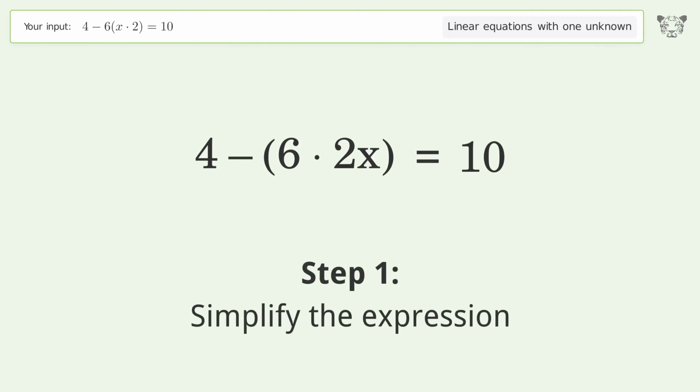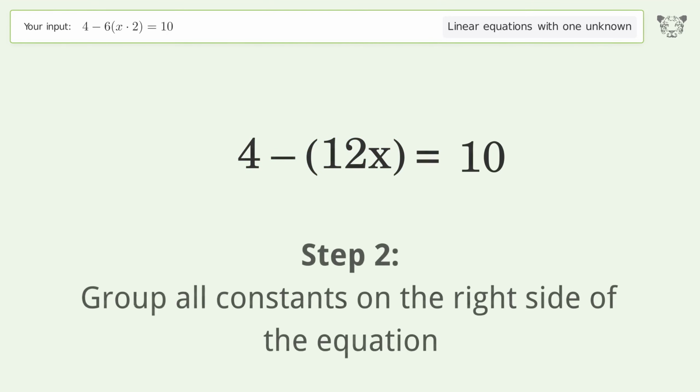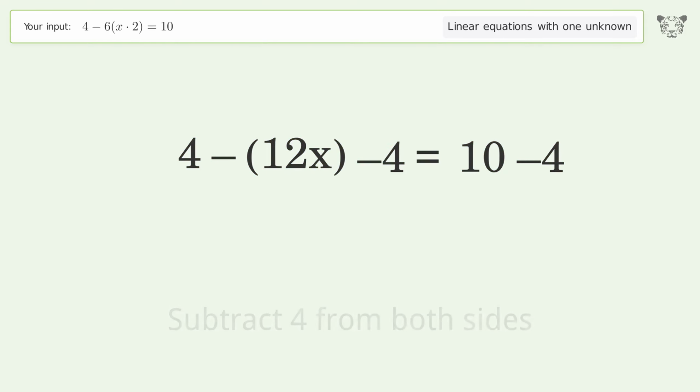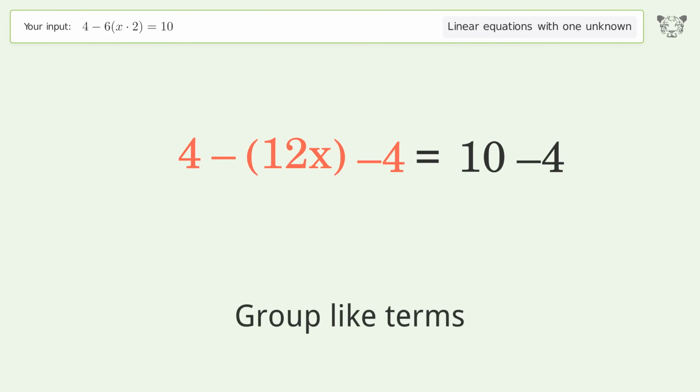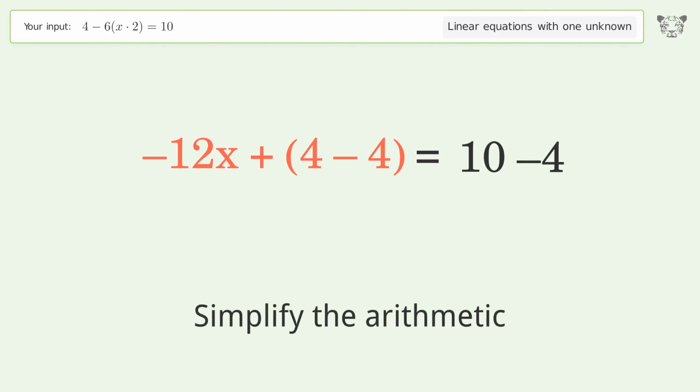Simplify the expression. Multiply the coefficients. Group all constants on the right side of the equation. Subtract 4 from both sides. Group like terms. Simplify the arithmetic.